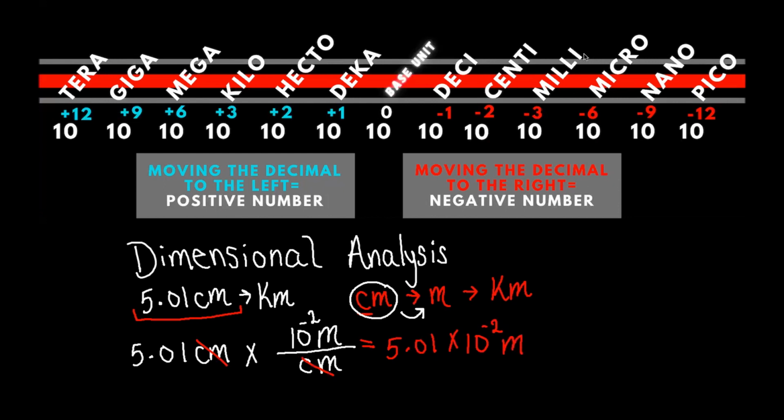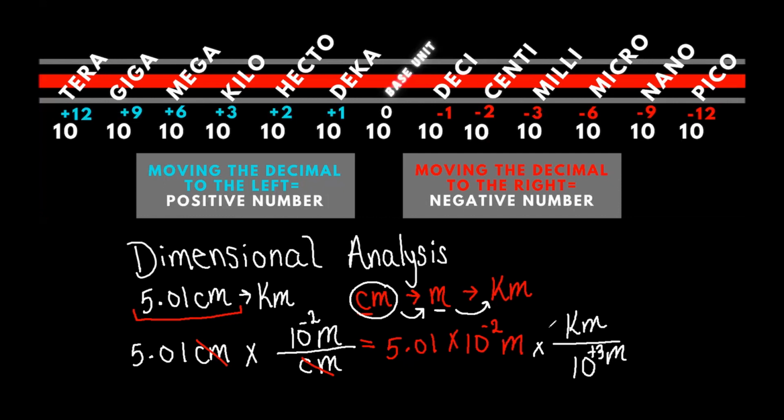Now that we are right here, I need to go to kilo. So again, whatever I want is going to go on the top. I want kilometers, and whatever I'm trying to cross out is going to go at the bottom. That's going to be meters. And then whatever the prefix stands for, you're going to write next to the base unit. The base unit is meters, right? So kilo stands for 10 to the positive 3.